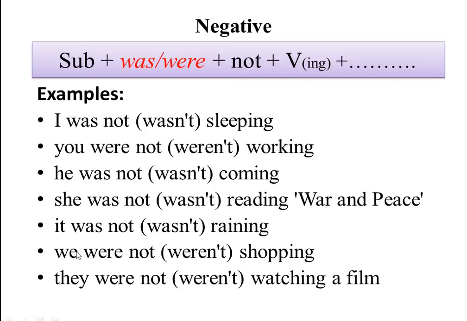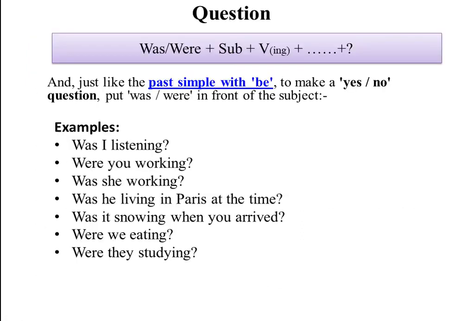Okay, so go to one more. It is about the question. How do you form the question? Form of past simple, past continuous. Here is the form of past continuous. It is just like the past simple with be to make a yes or no question. You have to put was or were in front of the subject. So it means that you have to use was or were in front of the subject. It becomes a question form automatically.